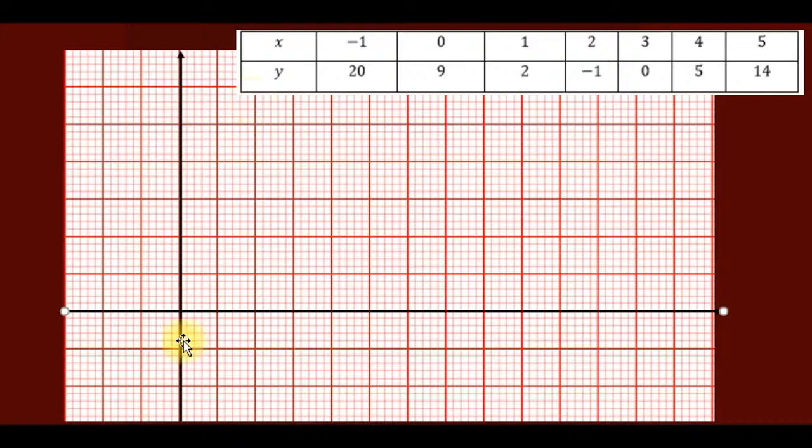And for x, minus 1 to 5, so if I count 1 2, I'm using 3 cm. Let me check. 3 cm, 1 2 3, 1 2 3, 1 2 3, 1 2 3 4. So it won't be enough. Okay, let's make it 2. Okay, that's our origin. So I'm counting 1 2 3 10, 1 2 3 20.